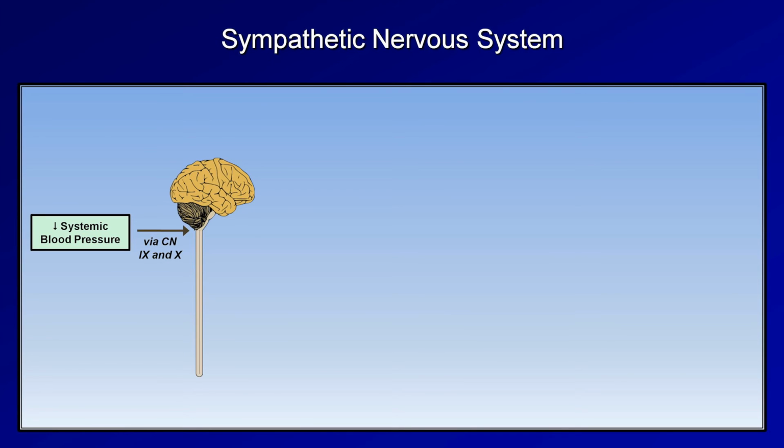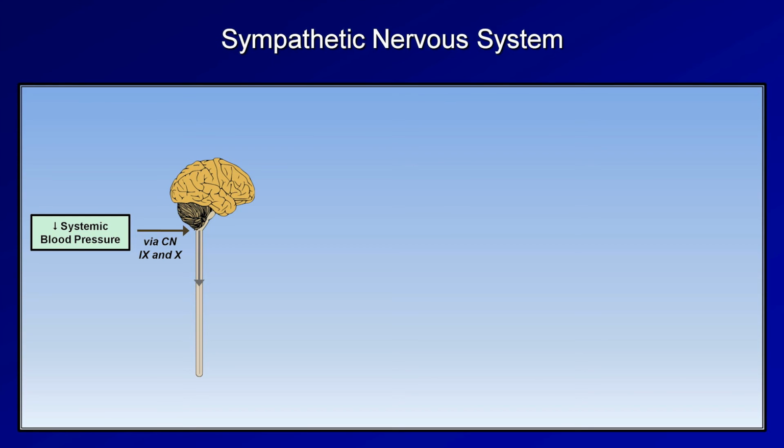What about the sympathetic nervous system? The sympathetic nervous system is very complicated, and a complete discussion of it is well outside the scope of this video. Just focusing on blood pressure, however, the first component is a reduction in systemic blood pressure noted by peripheral baroreceptors in the carotid arteries and aortic arch. These baroreceptors send signals via cranial nerves 9 and 10 to the brainstem, where the sympathetic portion of the autonomic nervous system translates that message, sends a new signal down the spinal cord and out to the tissues.